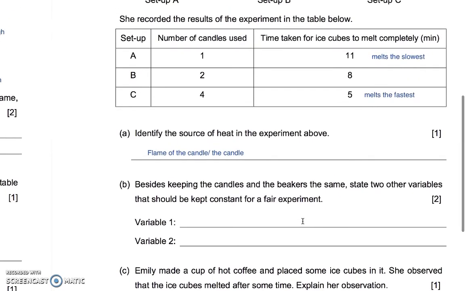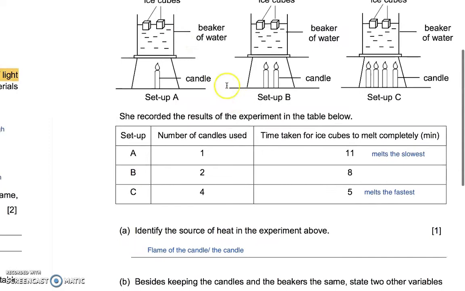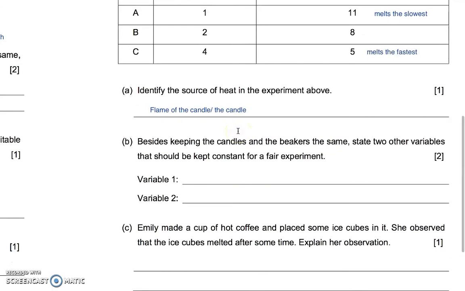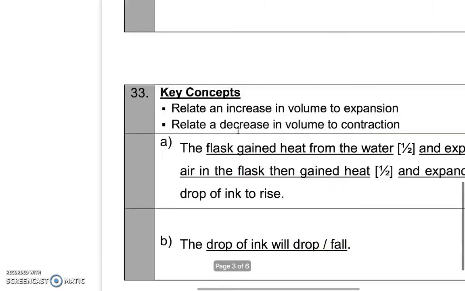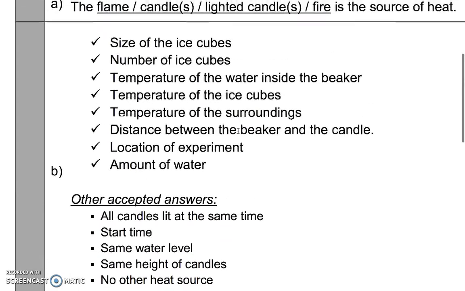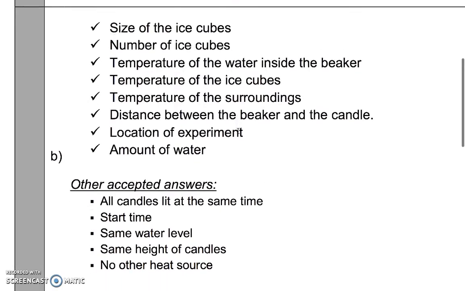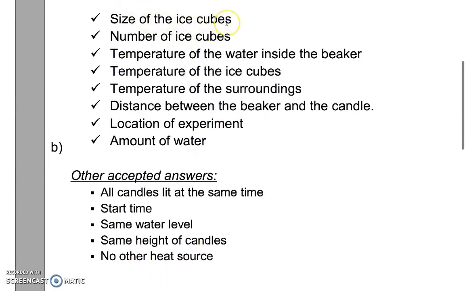Okay, so there are a few things that we still must keep constant, even though we've already had the same beakers and candles, because there are other factors that can affect the amount of heat taken in that will affect how fast the ice cube melts. So I'm going to show you the possible answers. The possible answers are the size of the ice cubes. They should all be the same.